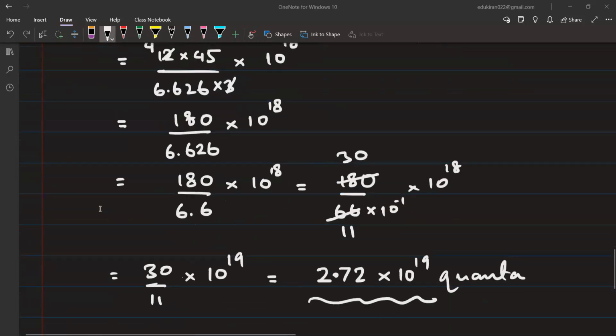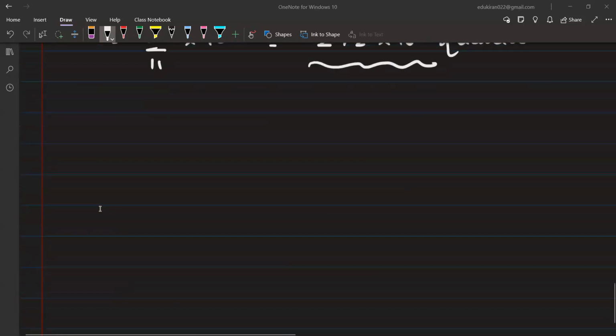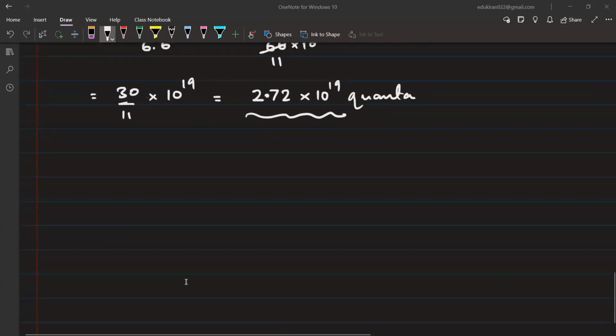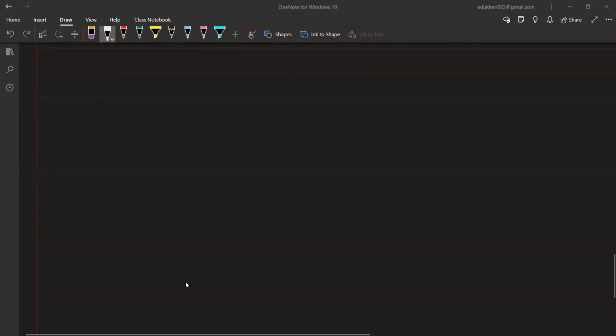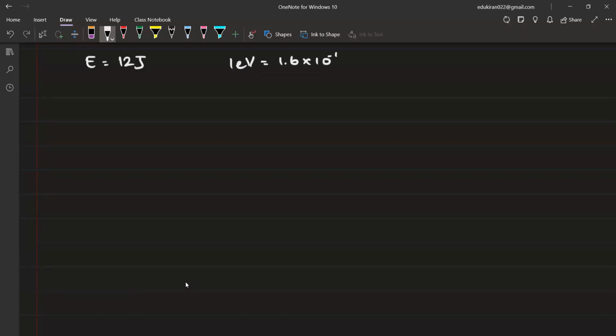Now let us see. Let us use the same values, but we are going to do this with the formula 1240 divided by lambda in nanometers. Okay. So energy we have got as 12 joules. We have to convert first of all this into electron volts. So what is the relationship? 1 electron volt is equal to 1.6 into 10 to the power minus 19 joule. So if I put this below, joules will become equal to 1 divided by 1.6 into 10 to the power minus 19 electron volts. Correct?